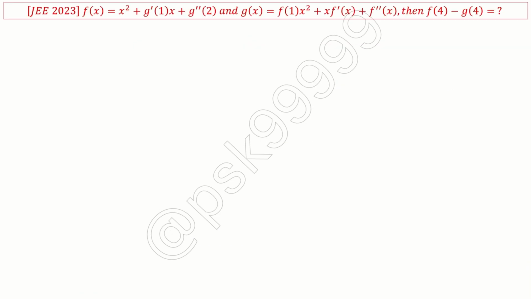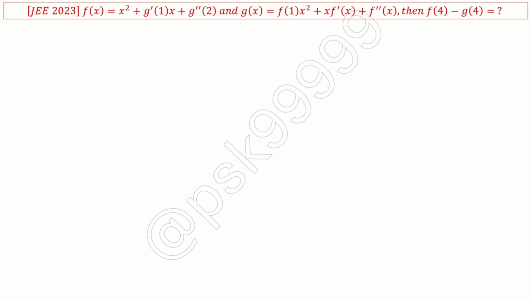This is another type of question which keeps coming in JEE. All you need is just algebra logic actually. You need to just solve equations, that's all. You will get multiple equations, you need to carefully solve them. f of x is given as x square plus g dash 1 x plus g double dash 2, and g of x is given as f of 1 x square plus x f dash x plus f double dash x. Then what is the value of f of 4 minus g of 4?